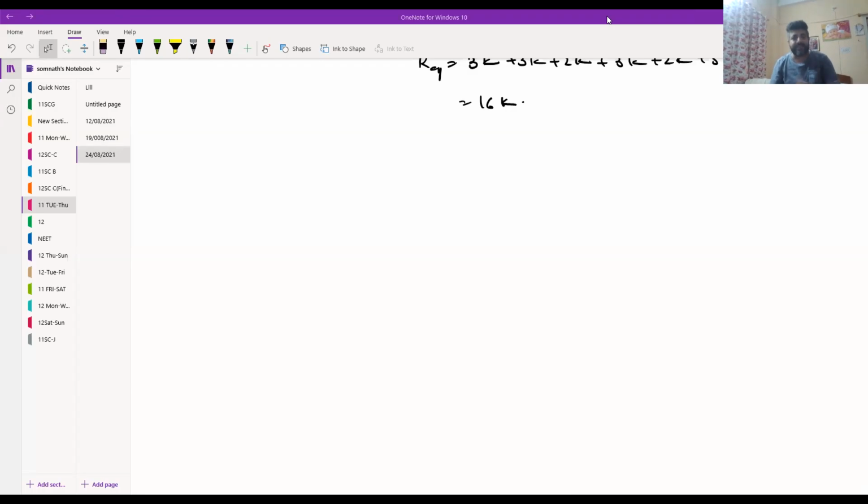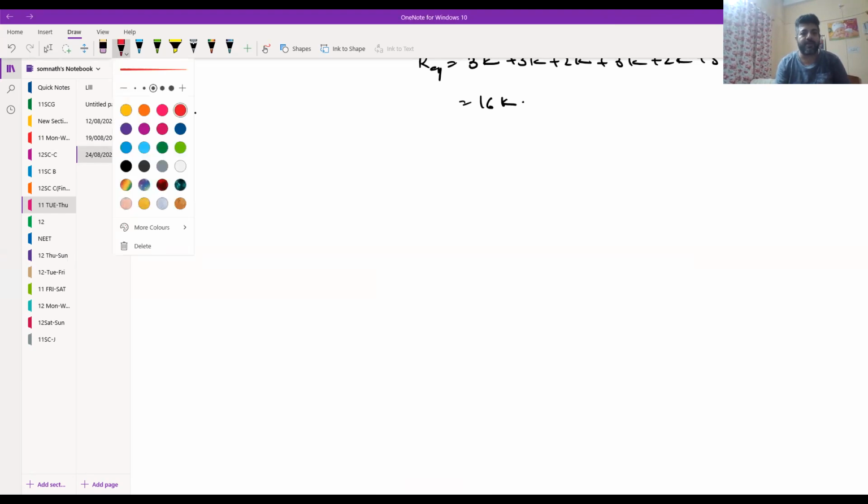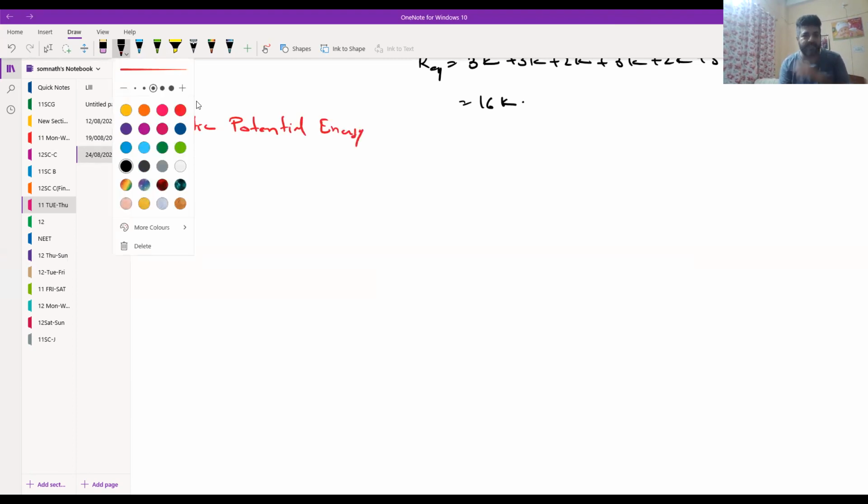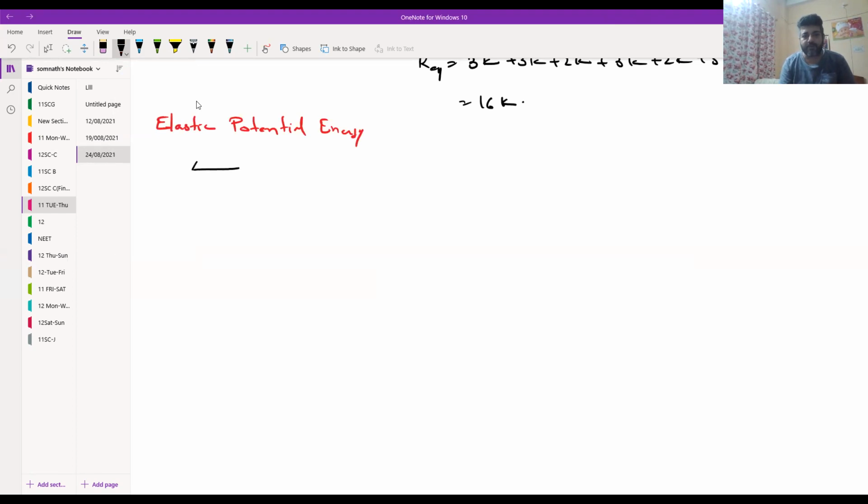Next, which you have in your syllabus, that is elastic potential energy. That means elastic potential energy, meaning potential energy of a spring. So how do you solve it?